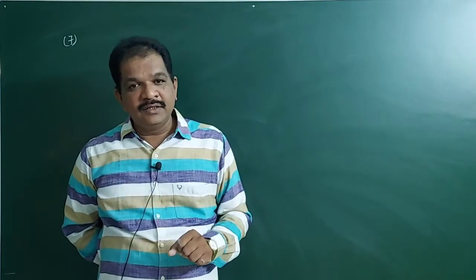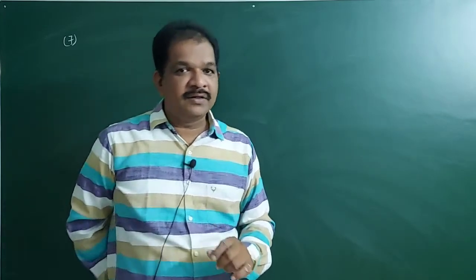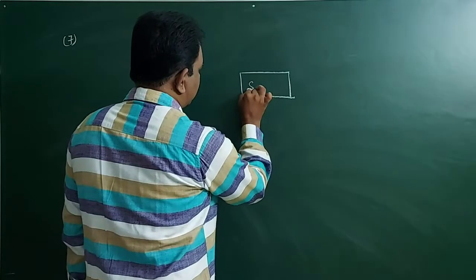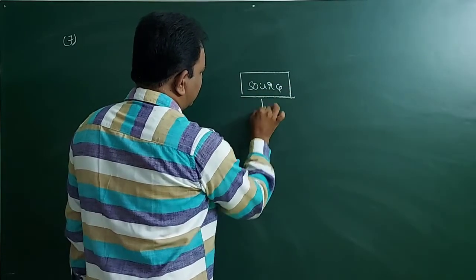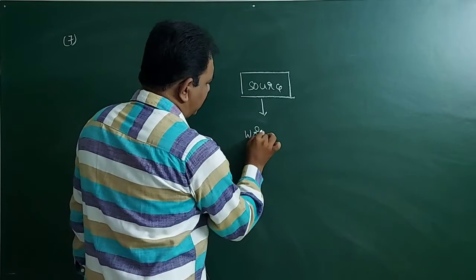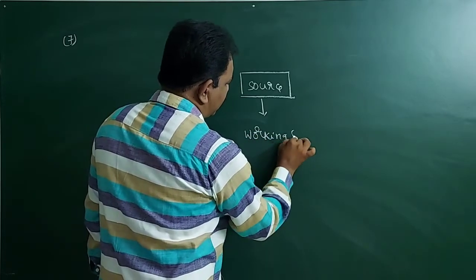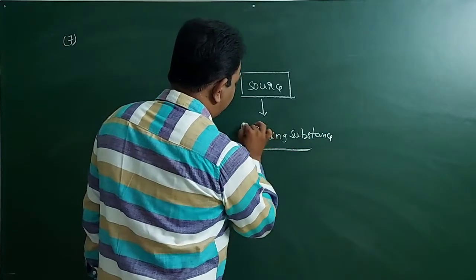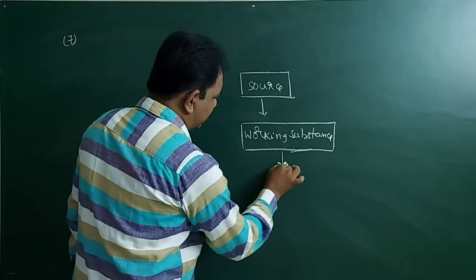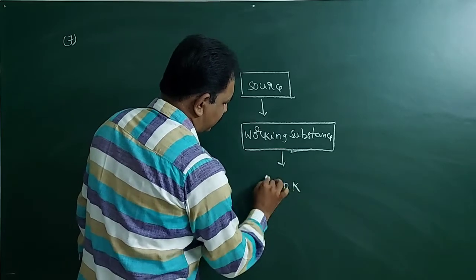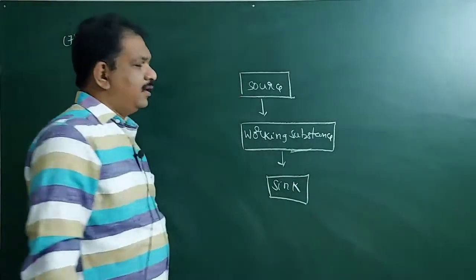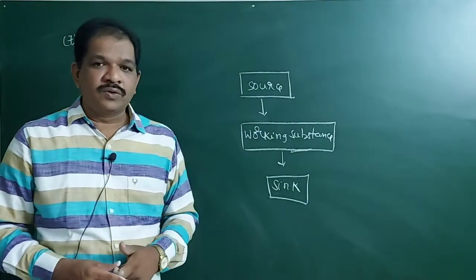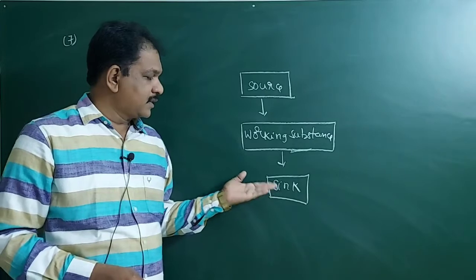In a heat engine, mainly 3 parts will be there. First one will be source. Second one will be working substance. Third one will be sink. If you take a heat engine, it will have mainly 3 parts: source, working substance, sink.